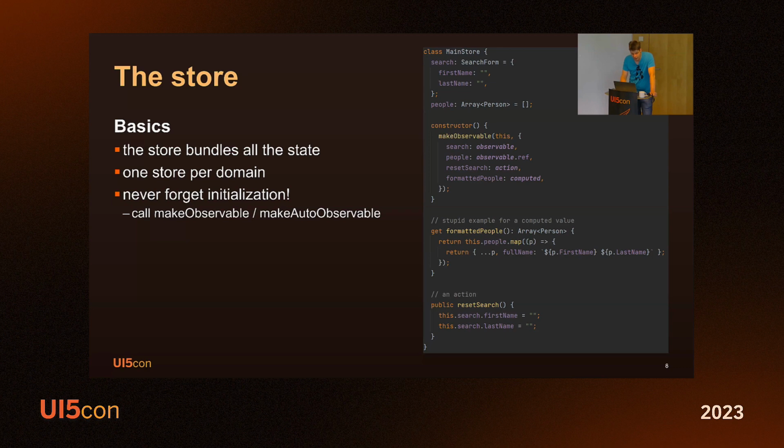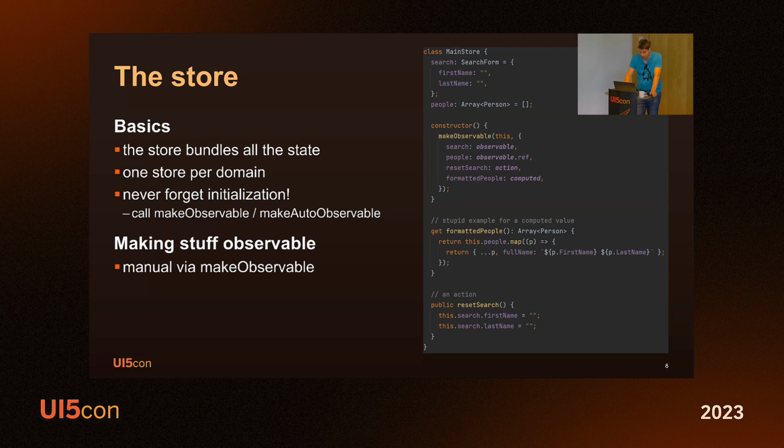And you should never forget the initialization, this make observable. There's also a make auto observable thing. It happens too often that it's forgotten, and then nothing reacts. Nothing is reactive in that moment. You can make stuff observable manually. Like in this case, you see that search and people are observables, reset search is an action, and formatted people are computed. You could also do that via annotations. Unfortunately, not in UI5, as you obviously know.